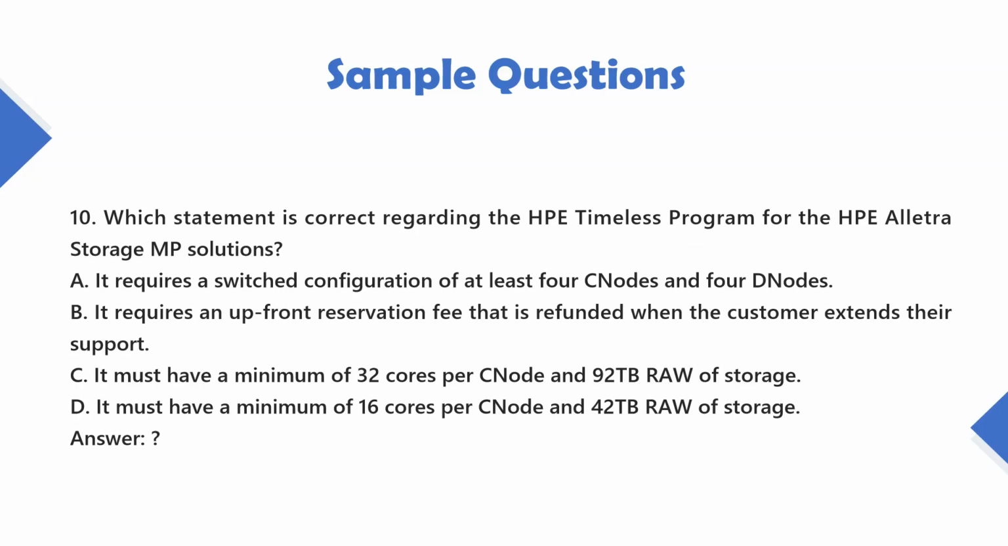10. Which statement is correct regarding the HPE Timeless program for the HPE Alletra Storage MP solutions? A. It requires a switched configuration of at least 4 C nodes and 4 D nodes. B. It requires an upfront reservation fee that is refunded when the customer extends their support. C. It must have a minimum of 32 cores per C node and 92 terabytes raw of storage. D. It must have a minimum of 16 cores per C node and 42 terabytes raw of storage.